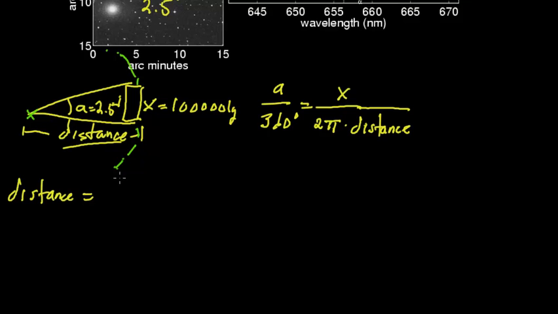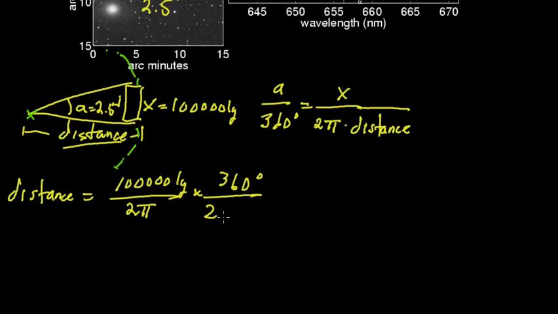Okay, so moving down just to give myself a little more space, that means that the distance is equal to, just bringing things over, 100,000 light years over 2 pi, and the other side gets inverted, so times 360 degrees over 2.5 arc minutes, and then we have to make sure, in the denominator here, to convert between the arc minutes, 60 arc minutes in 1 degree. Okay, and you do that calculation.